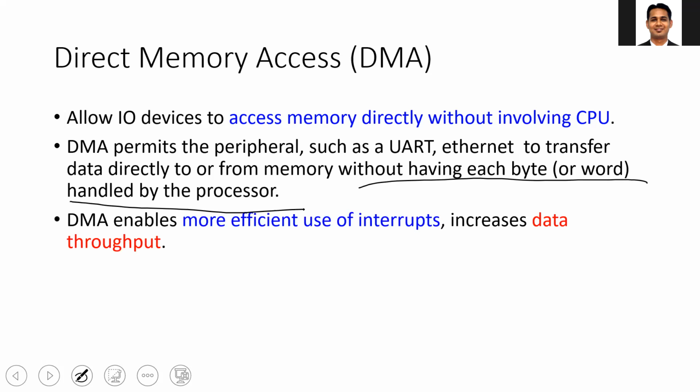DMA enables efficient use of interrupts and increases the data throughput. So you can see that the CPU can initiate the data transfer request, and then the CPU can perform its own task. Once the data transfer is completed, the DMA can send an interrupt to the CPU, and once the CPU receives the interrupt, it knows that the data transfer is completed and it can initiate another data transfer. So in this case, you don't need to do polling. You don't need to ask the DMA continuously whether you have completed the task. The CPU knows that as and when the DMA completes the task, it is going to send us an interrupt. So that means your overall CPU time is used more efficiently and your throughput gets improved.